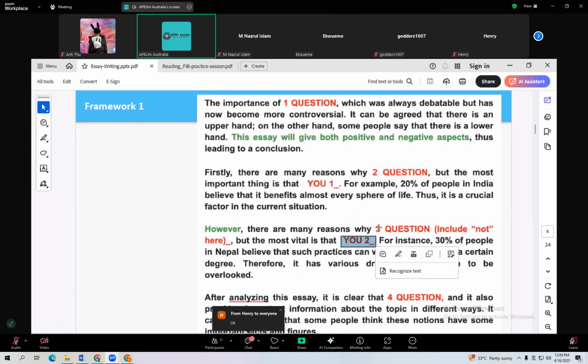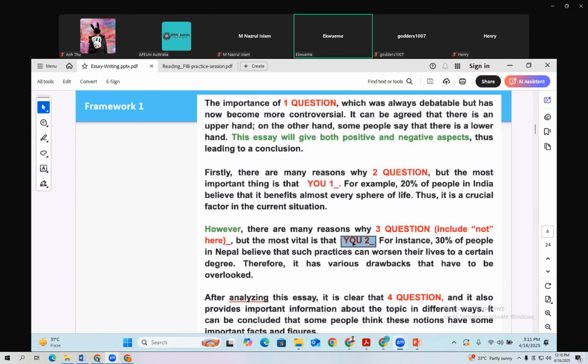So here you have written that public transportation should not be free for all. So what do you think? What do you have to write here? If I want to know your opinion, then what will you write? Or what will you tell? Why public transportation should not be free for all.